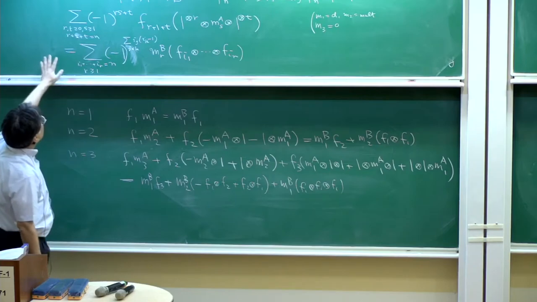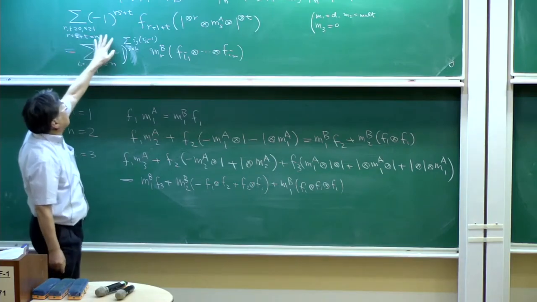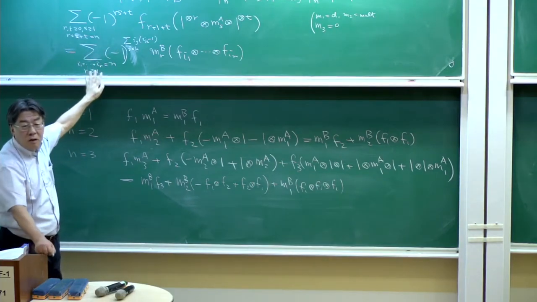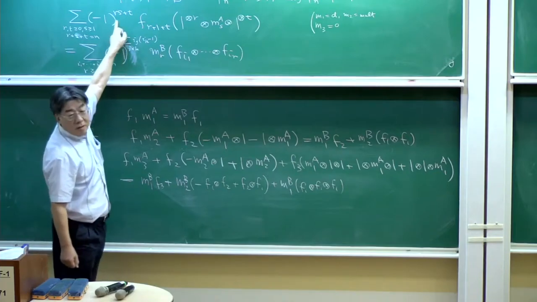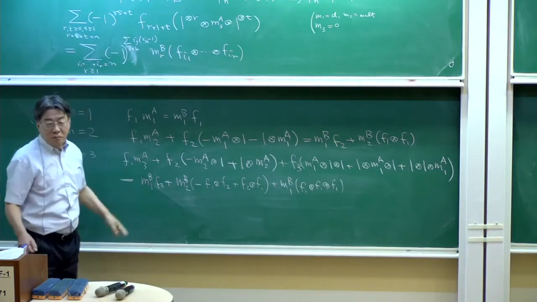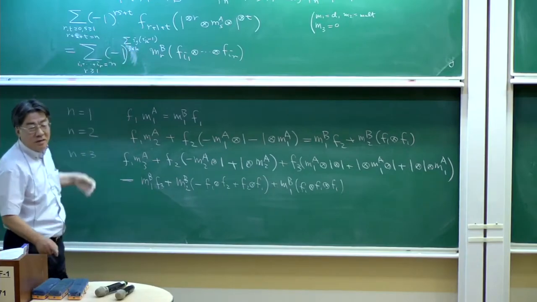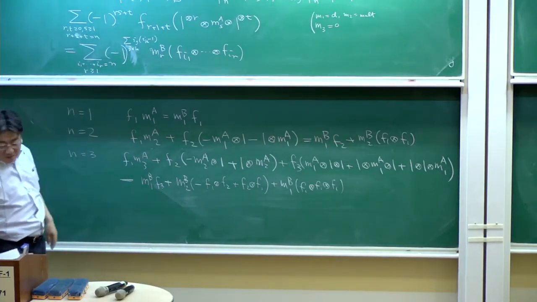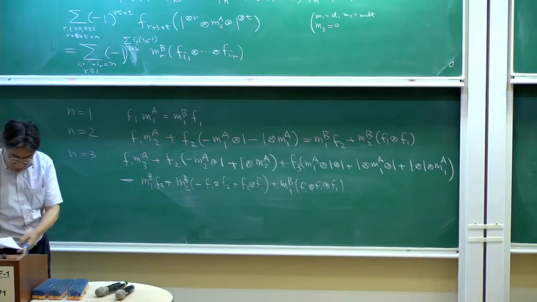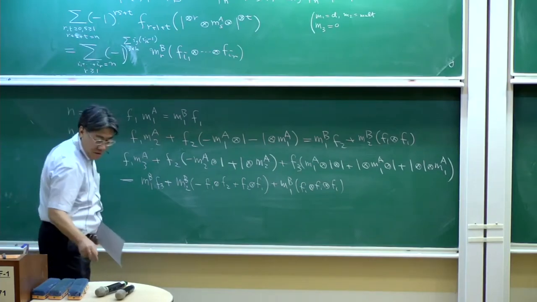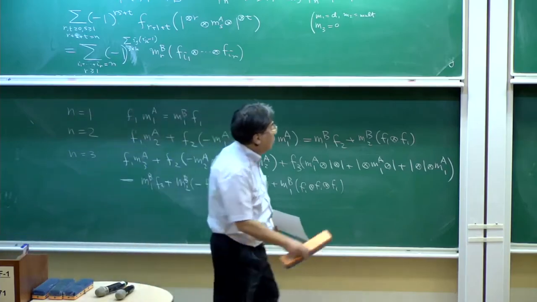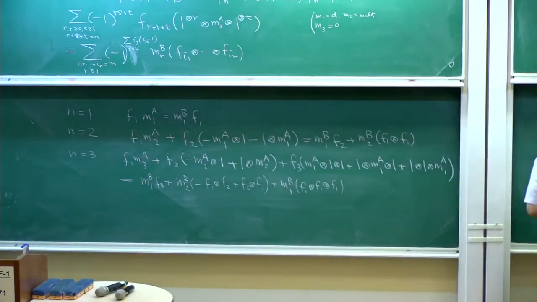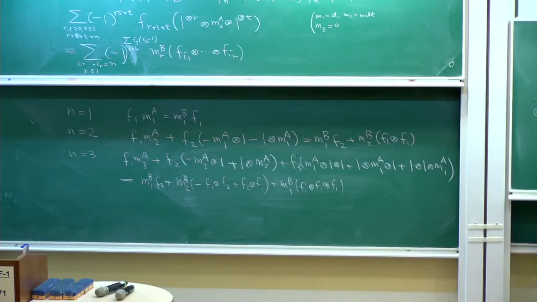And by the way, this sign convention, if you look at Keller's paper, then something is different here. Even experts may make mistakes in this sign convention. But I think this sign is better. So then it works. Okay. So now there is an important theorem on the existence of minimal model.